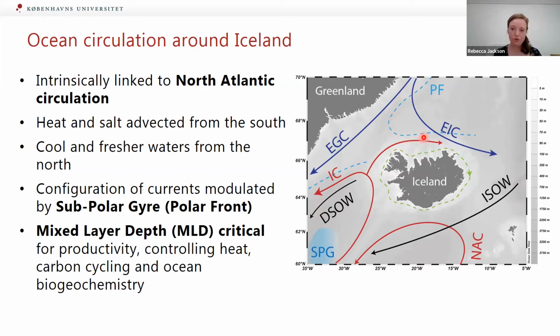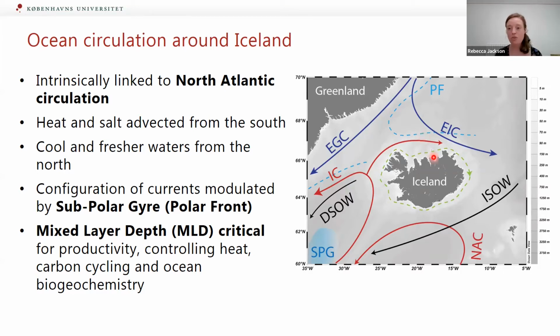And this is quite critical for a lot of the currents around Iceland, and in particular, the mixed layer depth. So the depth at which the water mixes, rather, I should say. And the depth of this layer is really critical for controlling heat down into deeper waters, carbon cycling, the ocean geochemistry itself, and of course, productivity in the surface waters. So it's quite a variable and very interesting place to look at how all of these current systems come together, and how that might have been different in the past.